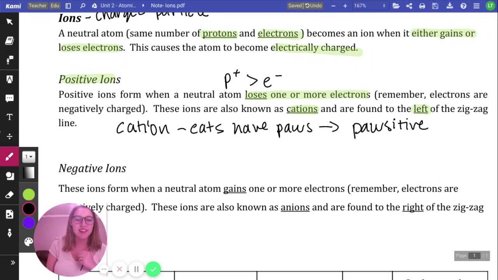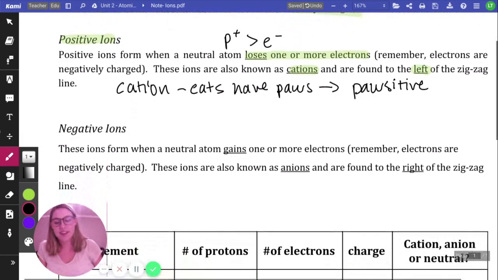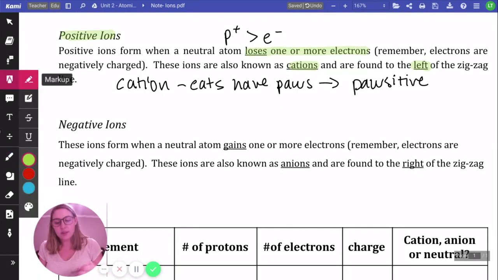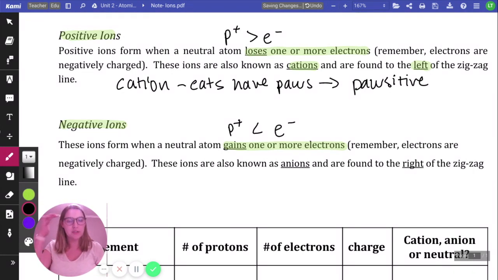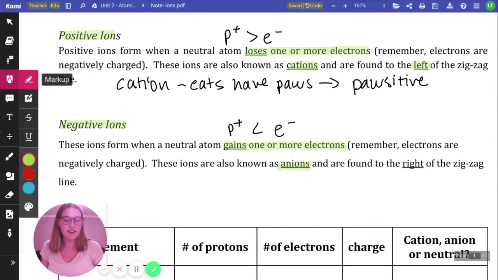Our protons are greater than our electrons because we have lost those electrons and formed that positive ion. Then we also can form negative ions. This is where they gain one or more electrons. Because we've gained electrons, we have fewer protons than electrons. There are more electrons, which causes it to have that negative charge. They are also known as anions, and they're found to the right of the zigzag line.